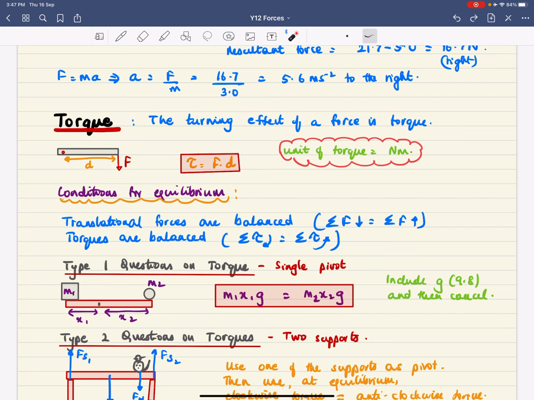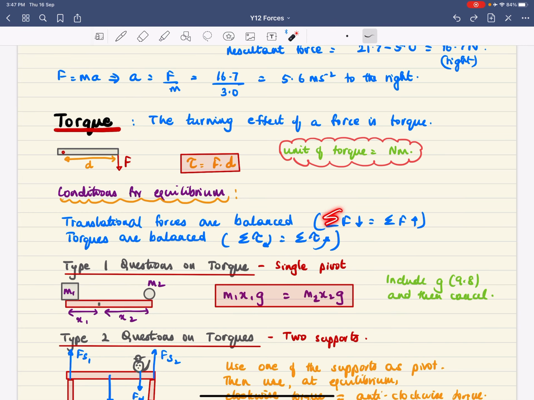Okay, so torque is F times D or F times R, which is the size of the force times the distance from the pivot. This dot is the pivot. Now, conditions for equilibrium: there are two conditions. Translational forces are balanced. That means the sum of the downward force equals the sum of the upward force.